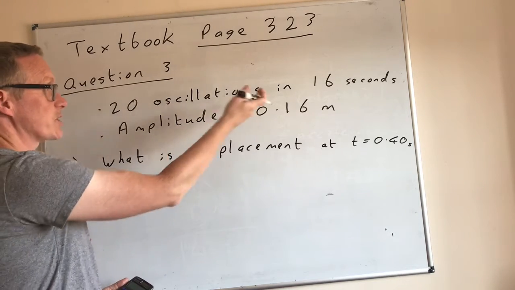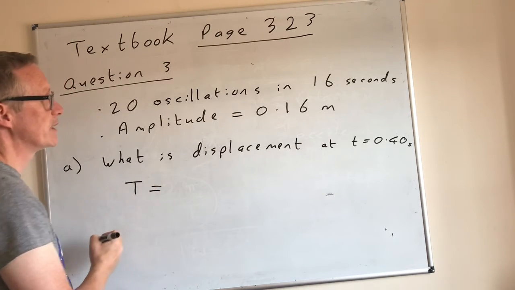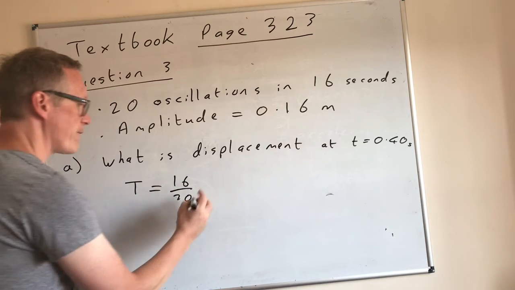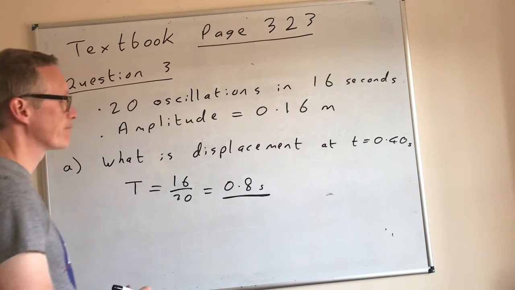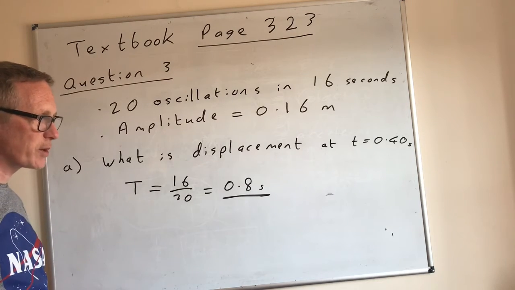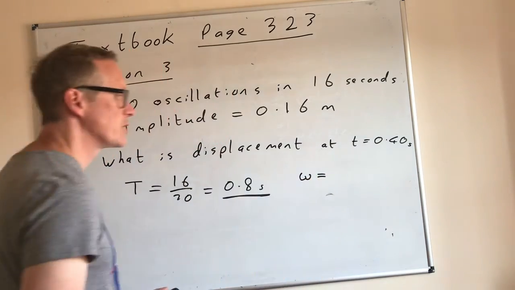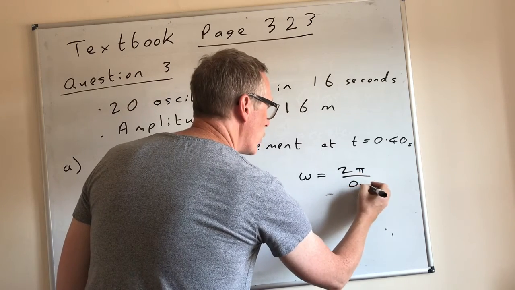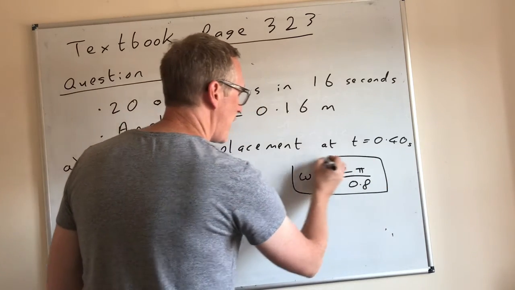Well, if you do 20 oscillations in 16 seconds, then the time of one oscillation is going to be 16 divided by 20, or 4 over 5, or 0.8 seconds. Great. So I now have the time period for the oscillation. Once I have the time period for the oscillation, I can work out omega. So omega is equal to 2 pi divided by 0.8. And there is omega, and I have it.